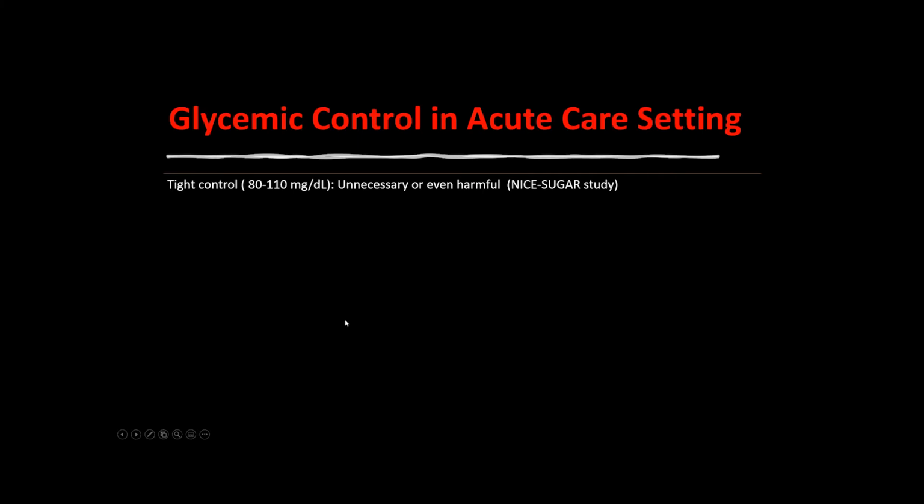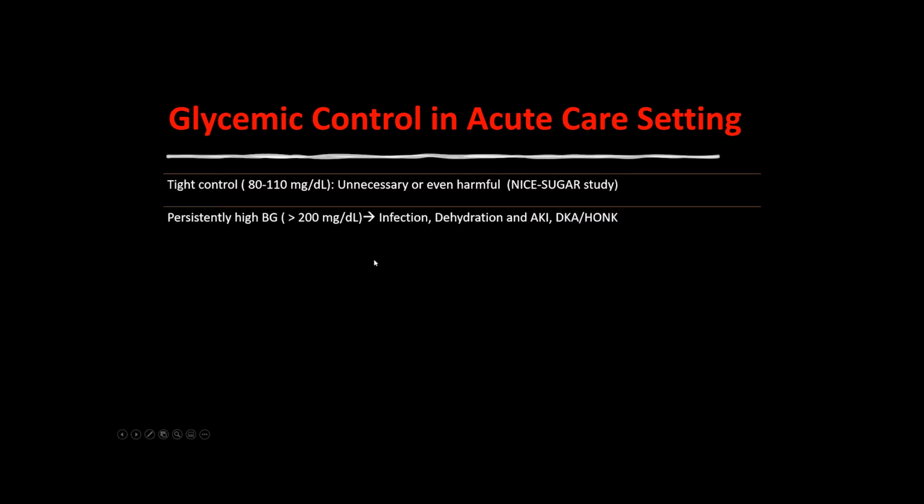So this is another principle of glycemic control: tight control is not necessary, and even harmful. They did the NICE-SUGAR study in the acute care setting, and very tight sugar control can even increase the mortality of the patient. So there is no need to control the sugar tightly. But at the same time, if you leave the sugar very high, more than 200, it can lead to infection, dehydration, acute renal failure, and it can also cause diabetic ketoacidosis and hyperosmolar coma. It is not urgent to achieve the perfect value. You don't have to get the sugar level to 80 to 120 the next day immediately.